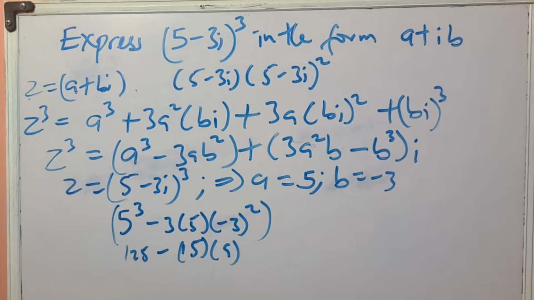Anybody with a calculator there? 15 times 9 should give you 135. So that is 125 minus 135. Obviously, I already know this is minus 10, so I know that the real part will be minus 10. Can you see how easily I got my answer without having to stress much? So I know my real part already.